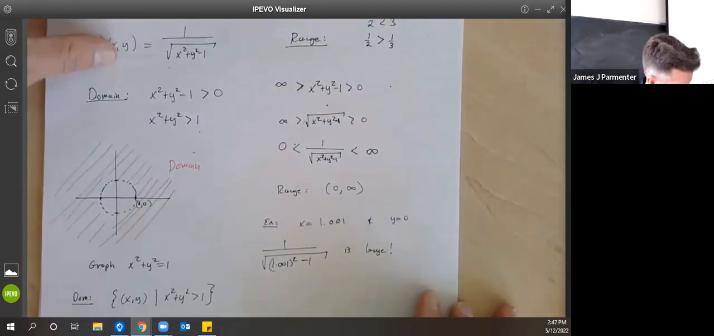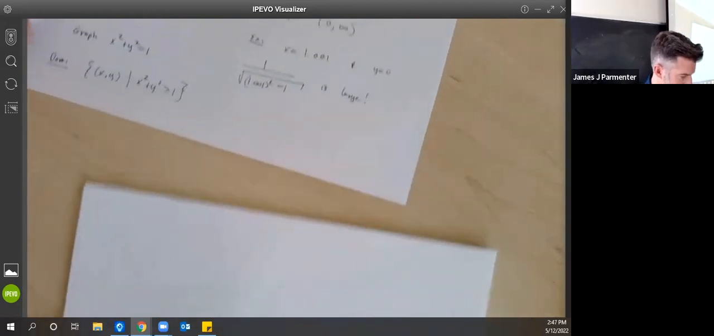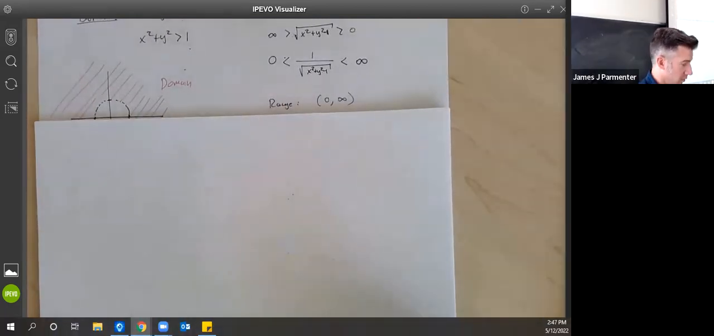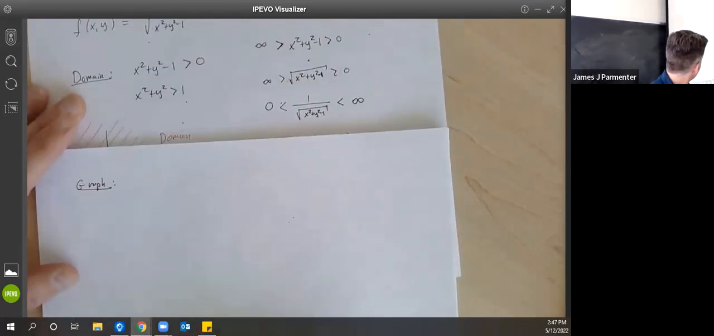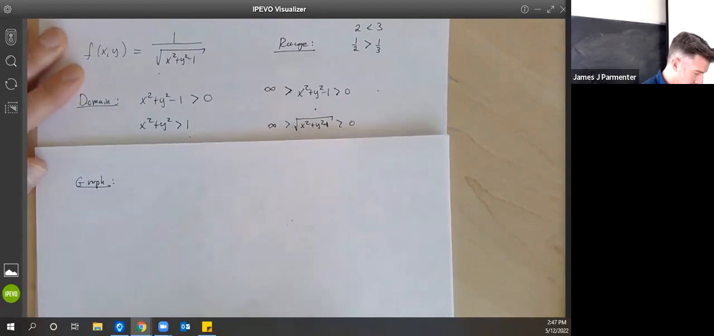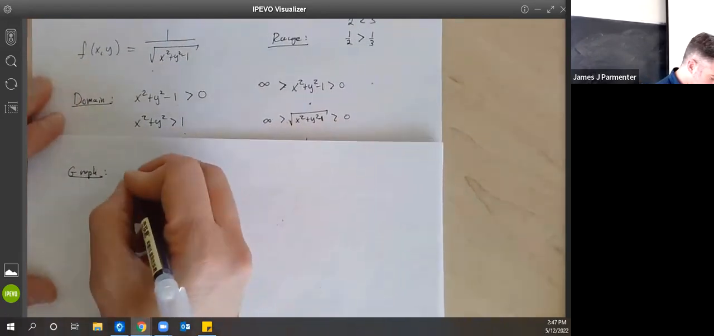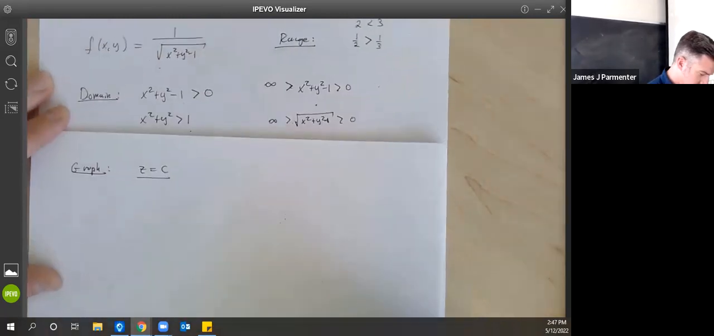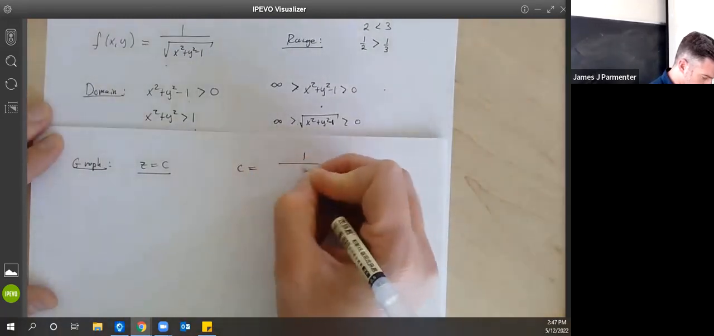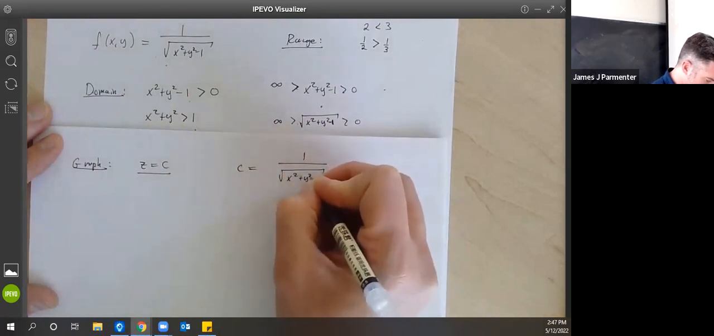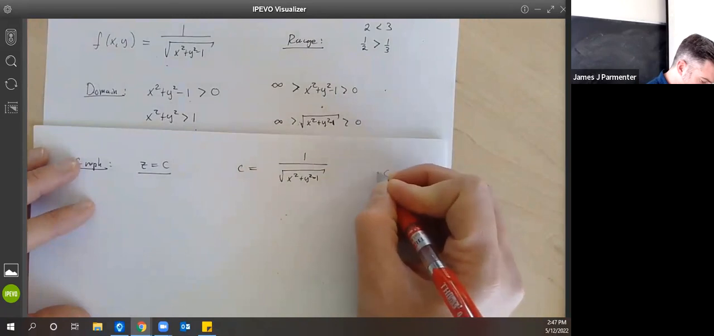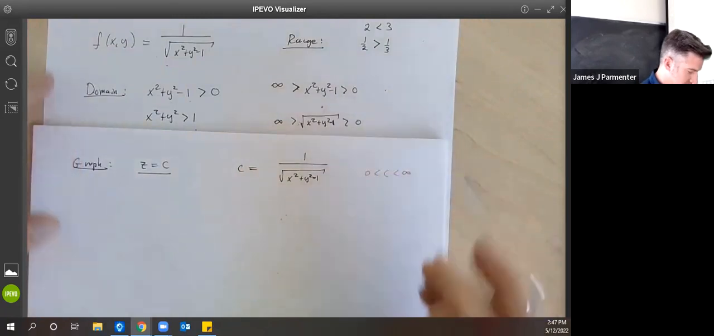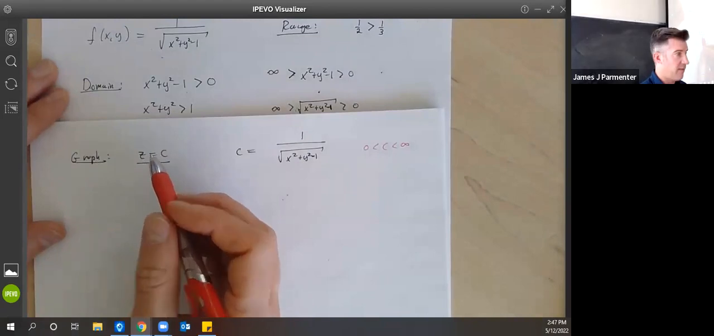Graphing it, my favorite part. So level curves. So here's our function. I'm going to say, okay, level curve, z equal to c. So I'm going to set c equal to 1 over the square root of x squared plus y squared minus 1. Now here's why it's worth thinking about the range. We know that for our level curves, our c values have to be positive because the c values are what we're setting the function equal to. They have to be in the range.